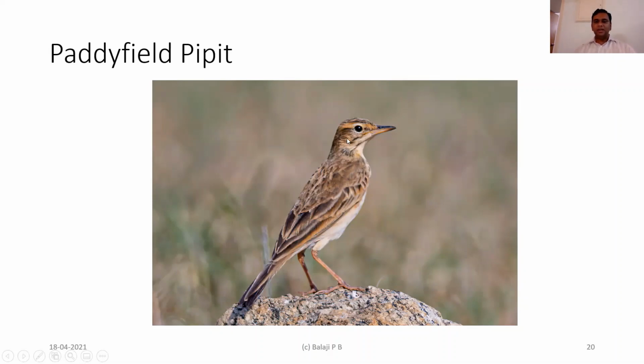And the other thing about the paddy field pipit is that it will have very extensive streakings on the crown. There will be a small break just where the mantle starts, just behind the neck area. There will be streakings on the head, there will be streakings on the nape, but there will be a small gap in the mantle, and then the streakings will start again. So this break will maybe not be present in the Blyth's and the Richard's pipit. So this is another important identification pointer.